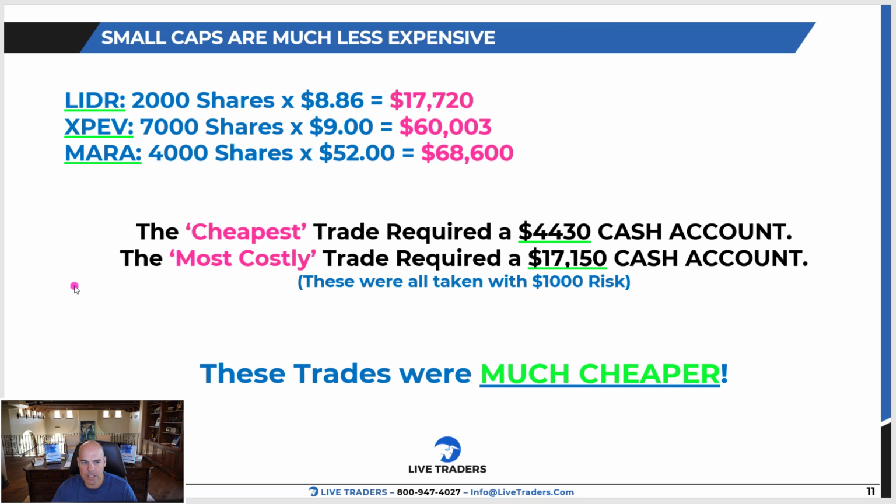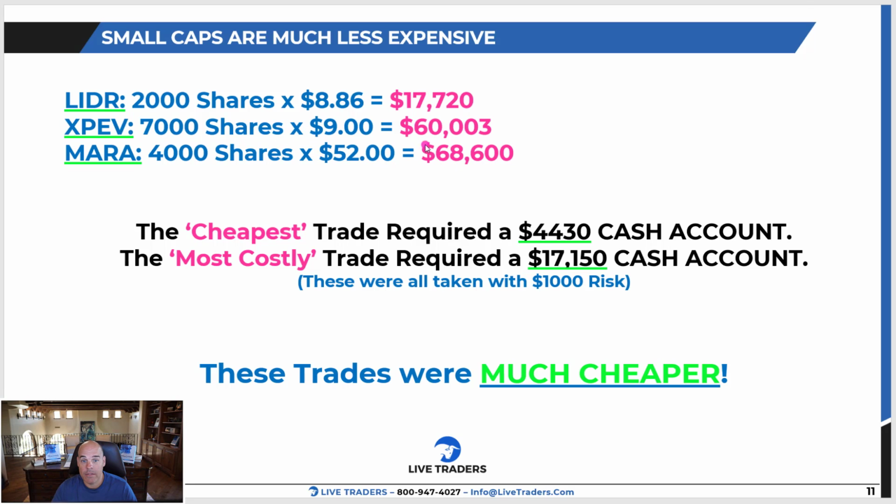Small caps are much less expensive. 2,000 shares on the LIDR trade cost 17 grand. 7,000 shares of XPEV at $9 cost 60 grand. 4,000 of Mara at 52 cost 68 grand.